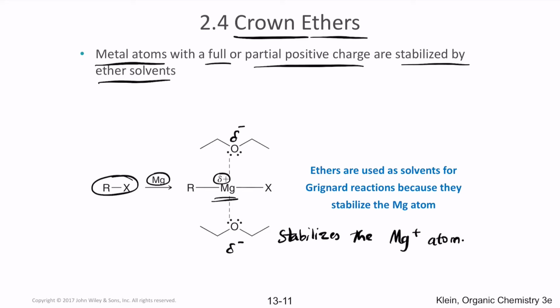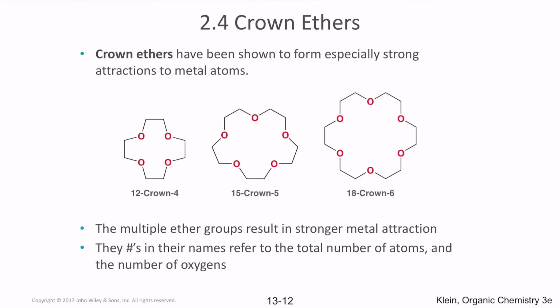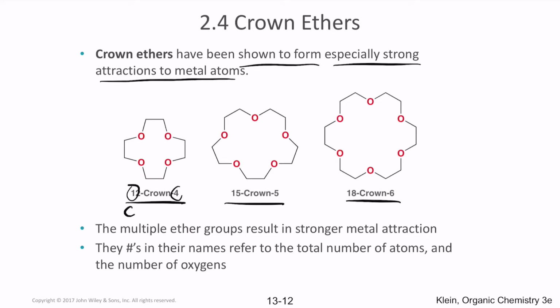So ethers are generally the ones used as solvents in Grignard reactions because they can stabilize the magnesium atom. Crown ethers are generally shown to form really strong attractions to metal atoms. For example, 12-crown-4, 15-crown-5 and 18-crown-6. Here the first number represents the total number of atoms, and the last number represents the number of oxygens. So again, carbon, oxygen, carbon, oxygen. Their numbers in their names refer to the total number of atoms and the total number of oxygens.